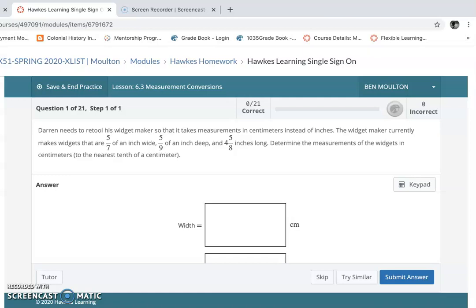I think the one we're looking at right now is one of the harder ones. Darren needs to retool his widget maker so that it takes measurements in centimeters instead of inches. The widget maker currently makes widgets that are 5/7 of an inch, 5/9 of an inch deep, 5/7 of an inch wide, 5/9 of an inch deep, and 4 5/8 inches long. Determine the measures of the widgets in centimeters, and we're going to round to the nearest tenth of a centimeter.